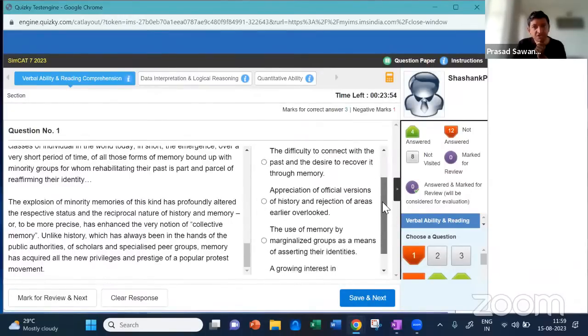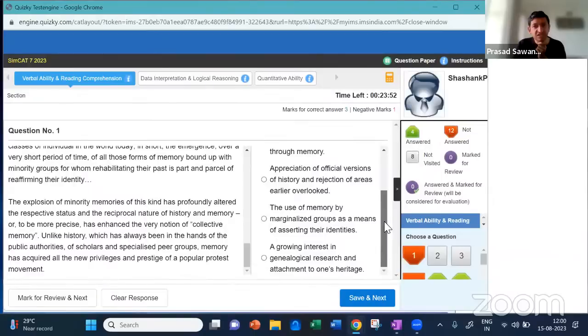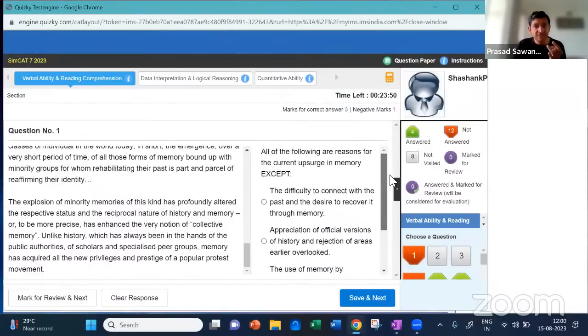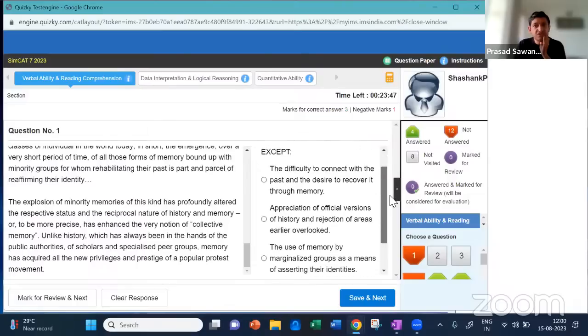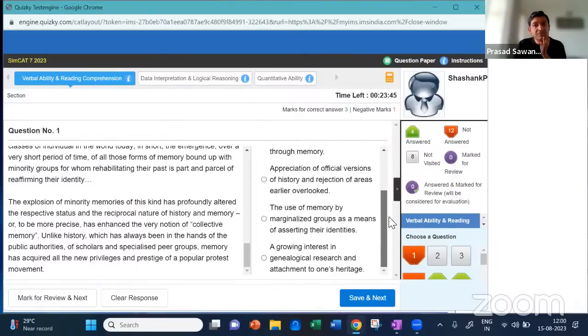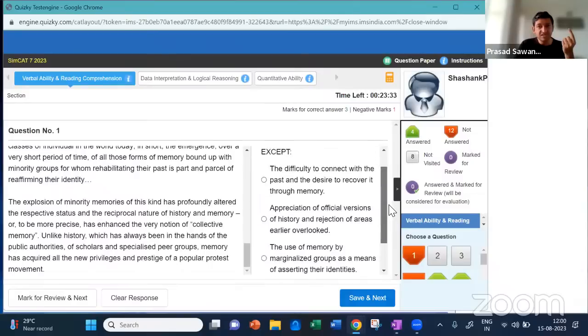Appreciation of official versions of history and rejections of areas earlier overlooked. So this is fine. I think the second one is fine. They are the reason for the current upsurge in memory, because there are a lot of things that you can do now in this day and age. The use of memory by marginalized groups as a means of asserting identity is fair enough. Because of that, memory has surged. A growing interest in genealogical research. Yes, these are the ones.